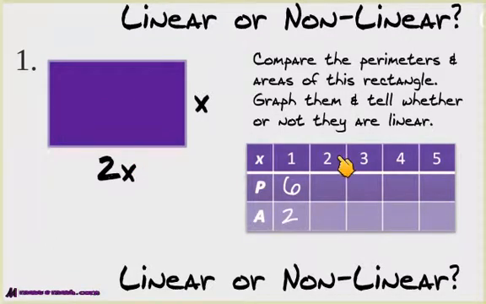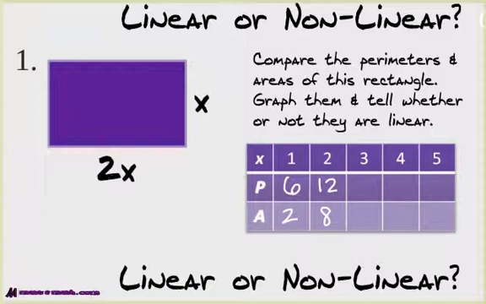Now if x is 2, this is 2, this is 4. So 4 plus 2 is 6, times 2 is 12. That is my perimeter. And then we would get 2 times 4, which is 8. All right, can you fill in the rest? Why don't you pause the video and fill in the rest?